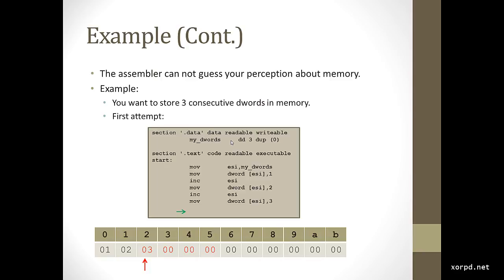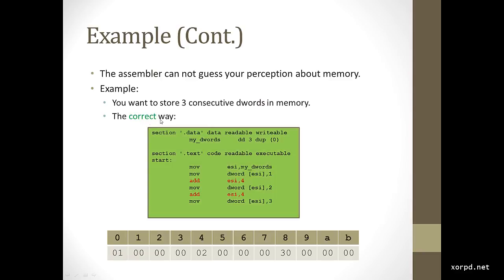However, the processor doesn't care. You just said increase ESI by 1, and the processor increases ESI by 1. It doesn't care what you think about MyDwords. Also, the assembler doesn't care. This is what you requested, and this is what you get. We can fix it.